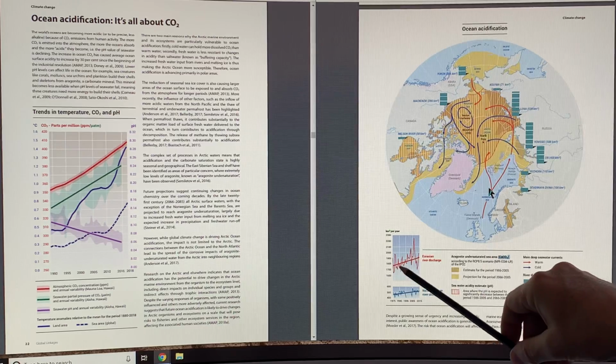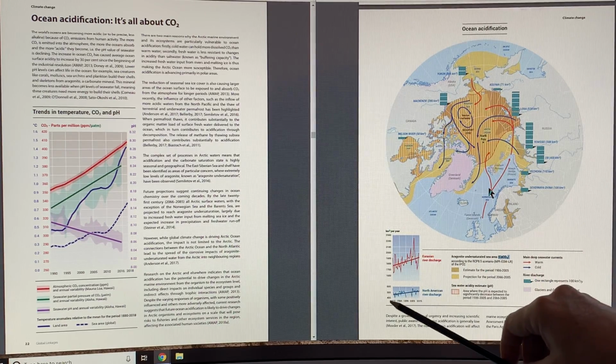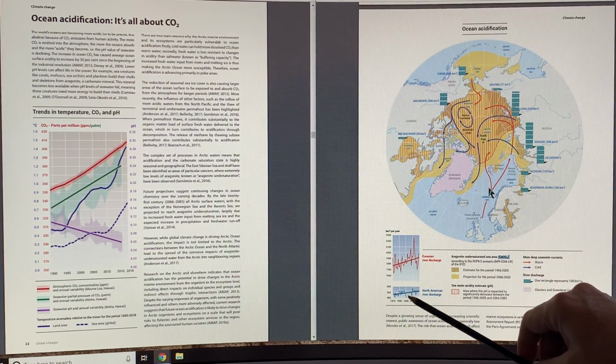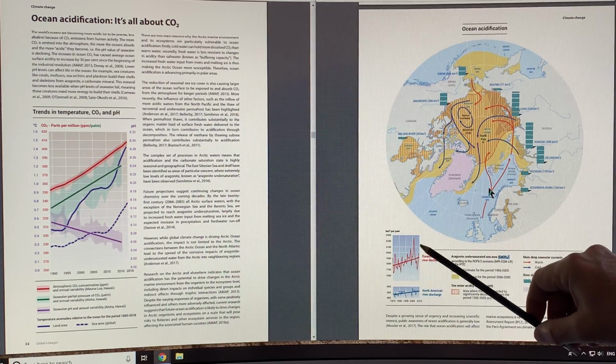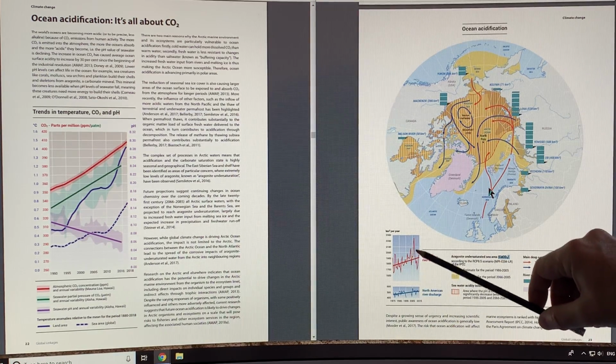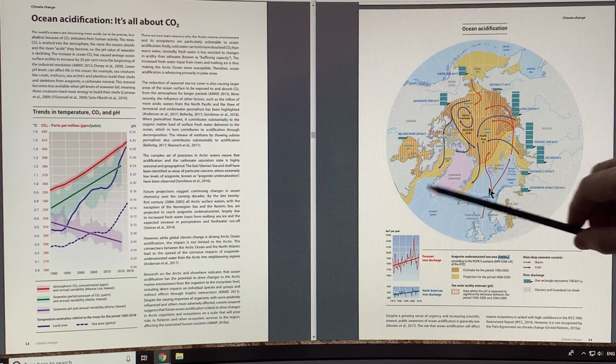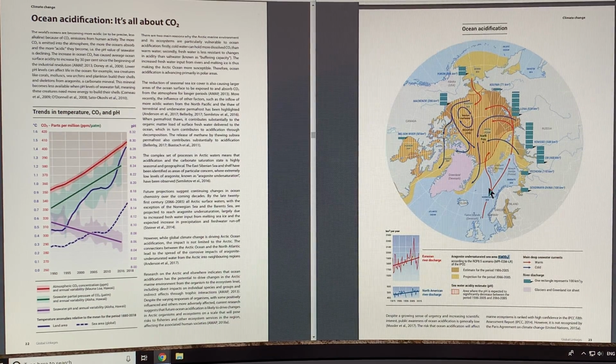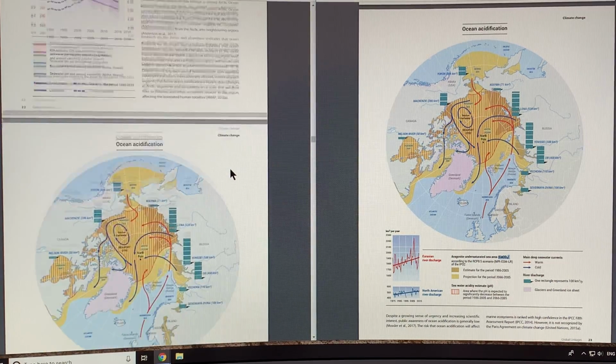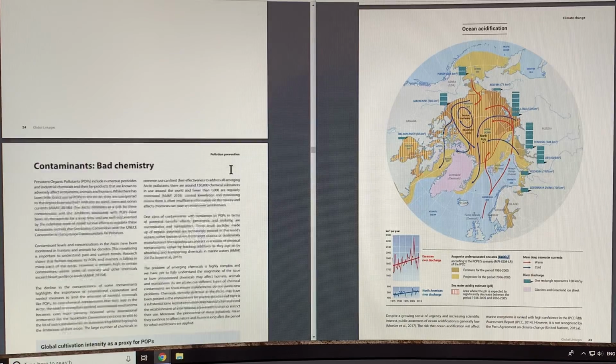This is the Eurasian river discharge. This is the North American river discharge from 1975 to 2015. You can see the trends. This is 2007, when we had that record sea ice minimum for that time period. So the ocean is getting a lot more acidic.